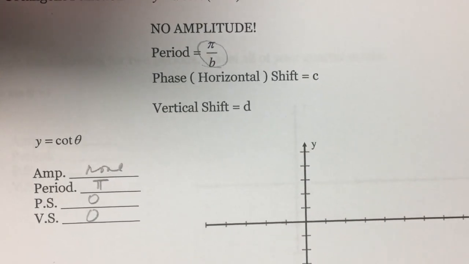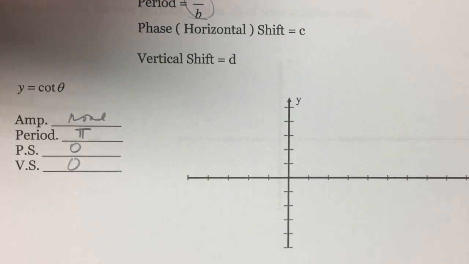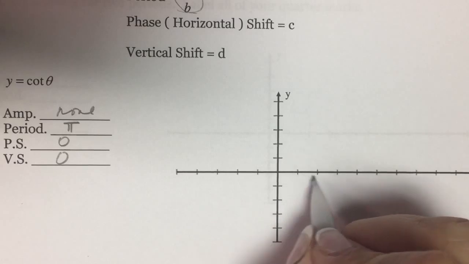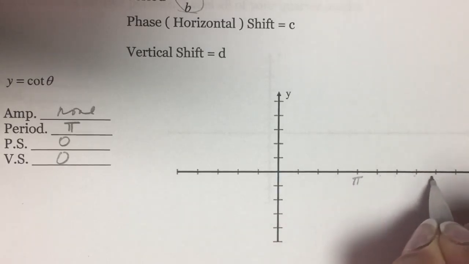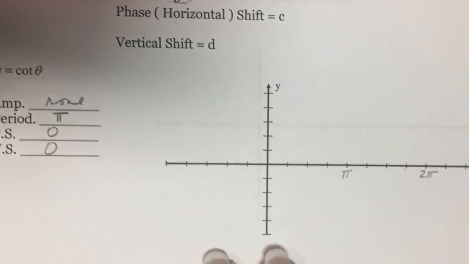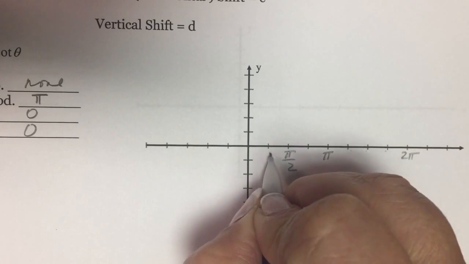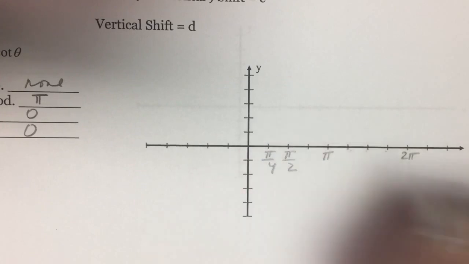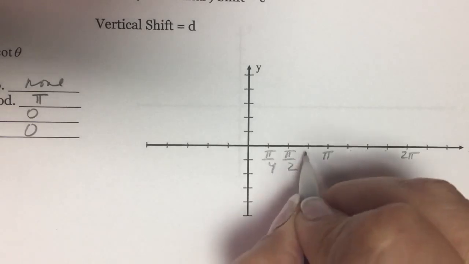Now, remember tangent, we centered a period around the y-axis. We don't have to do that for cotangent. So if we just go out 1, 2, 3, 4, that's pi. 1, 2, 3, 4, that's 2 pi. Half of pi is pi halves. Half of pi halves is pi fourths. I'm just labeling all of my marks. So 1 pi fourths, 2 pi fourths.